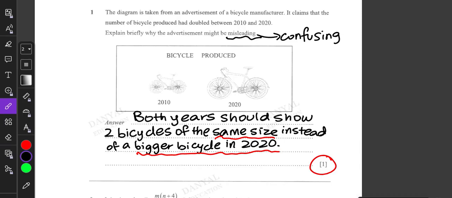Basically it is an advertisement, and the number of bicycles produced had doubled between 2010 and 2020. It does not make sense, because when the number of bicycles produced doubles, it does not mean that the bicycle doubles in size. In 2010 I have one size and in 2020 another size. Both years should show 2 bicycles of the same size, instead of a bigger bicycle in 2020, because 2020 is about times 2 the size. We do not know for sure, but if you write the keywords that I have squiggly lined, you will guarantee yourself 1 mark.